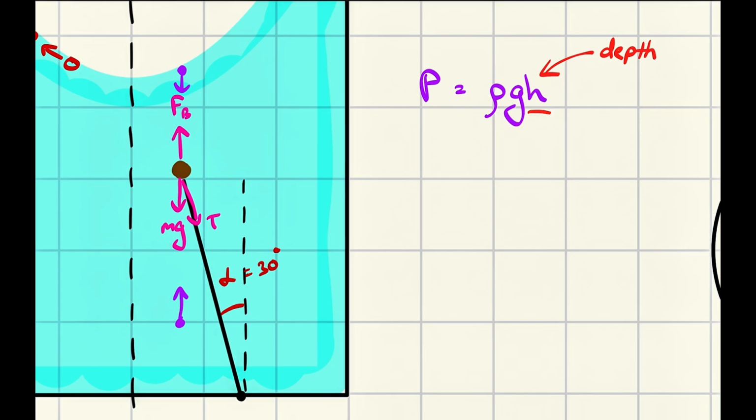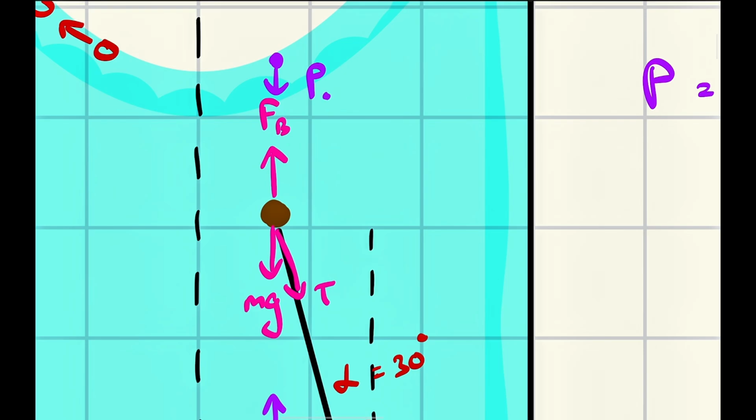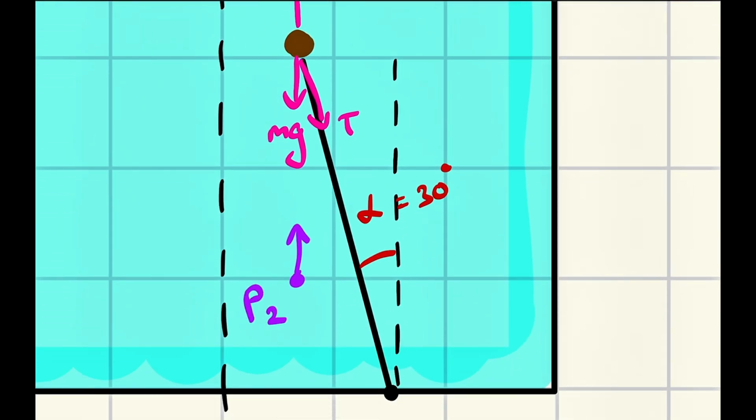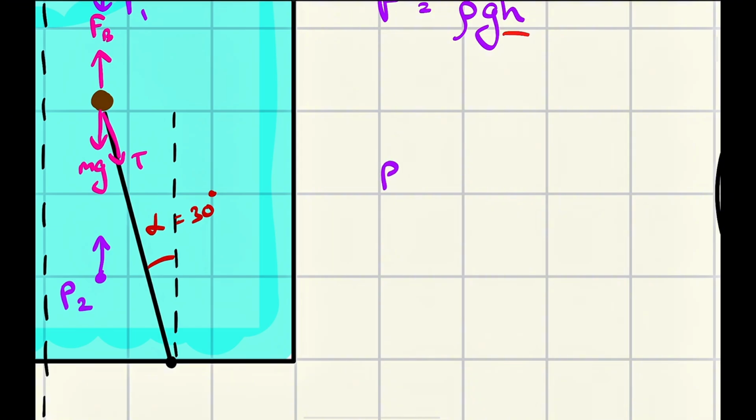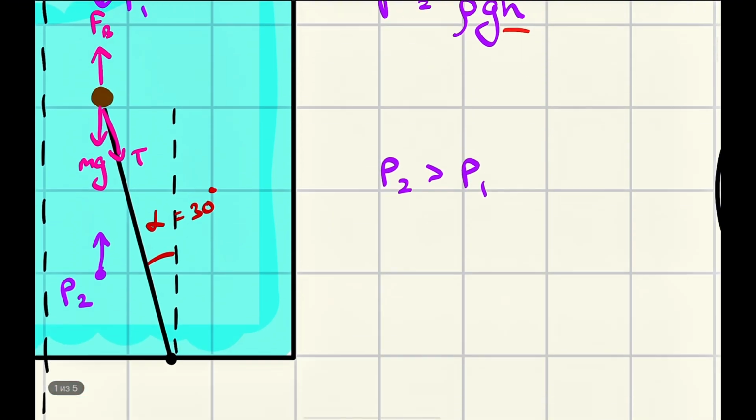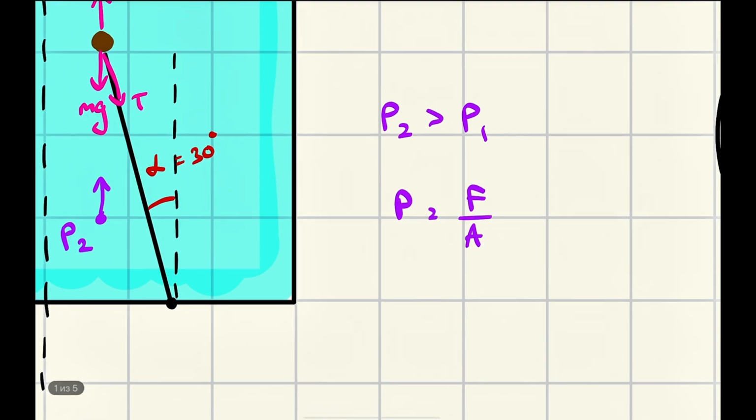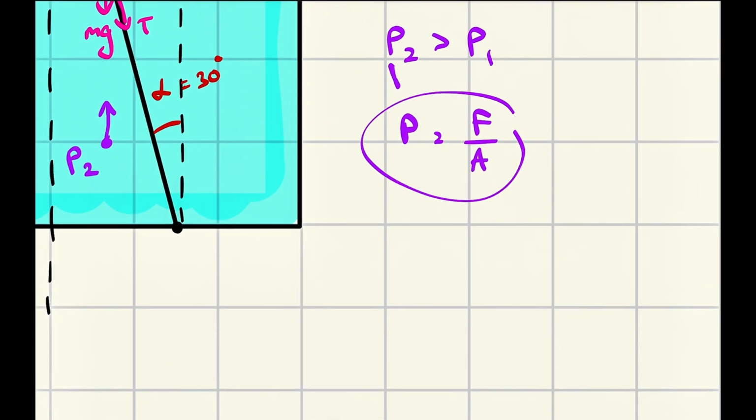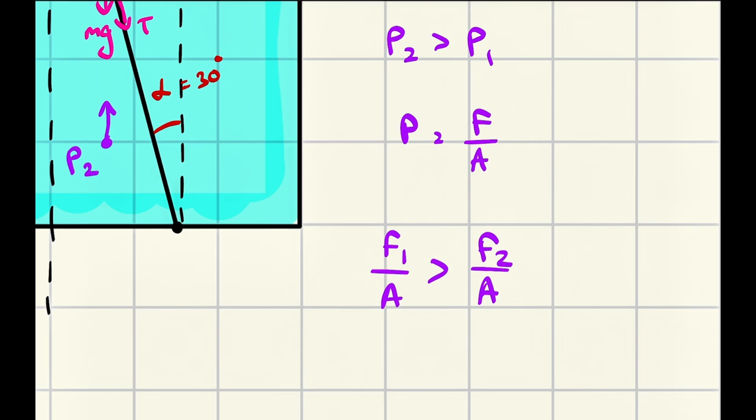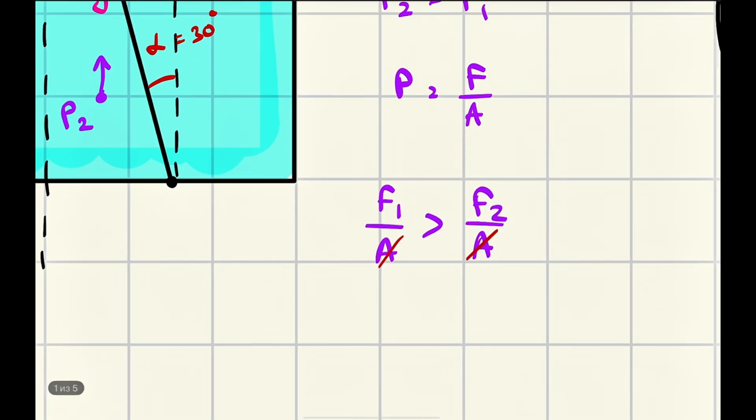And right now we have the very same situation. Let's call this pressure 1, and this pressure 2. We know that there is a pressure difference. We can say definitely that pressure 2 is larger than pressure 1 because the depth is greater. And we know the formula of pressure is force divided by area. We can apply the very same thing here, so it will be something like force 1 divided by area less than force 2 divided by area. The area is constant, it's the entire surface of our ball, so it's not changing.